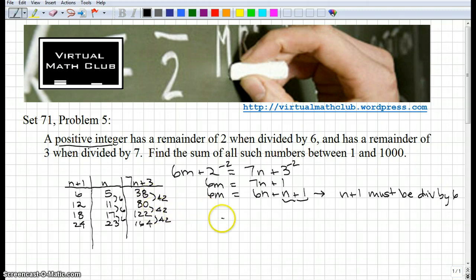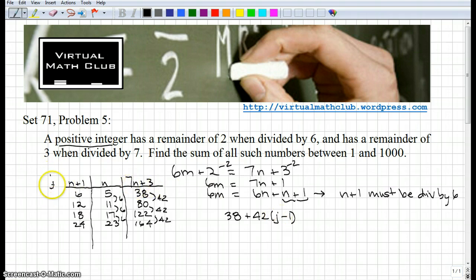But we have a sequence of numbers that starts with 38, and every consecutive number just adds a multiple of 42. Okay, so the first one has 0 multiples of 42. The second one has 1. So it's essentially the ordinal value minus 1. I'm going to call it j in this case. I usually use n, but I already used n for something else, so I don't want to get them confused.